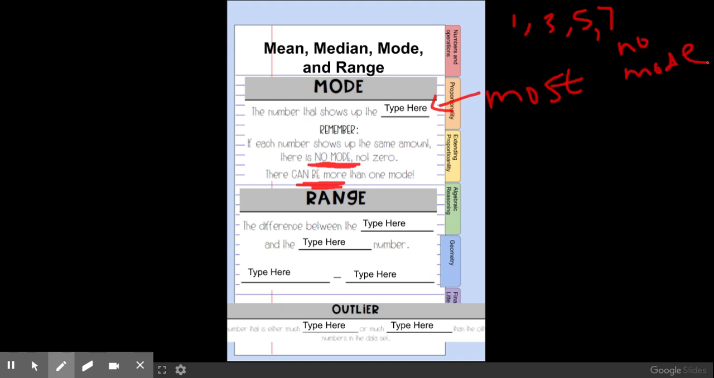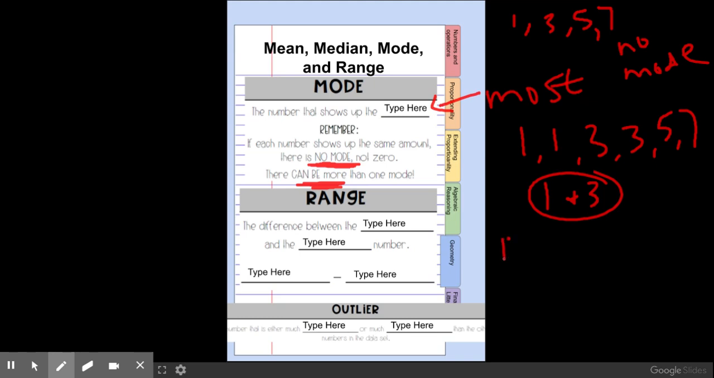Now, if I had 1, 1, 3, 3, 5, 7, we would say 1 and 3 were the mode. Okay. Then you could also have something like 1, 3, 5, 5, 7, and you would only have one mode, which is right here, which is 5. Okay, it's whatever one occurs the most.